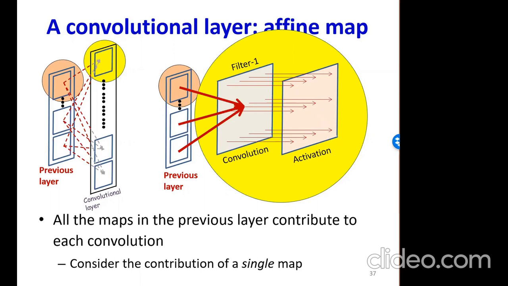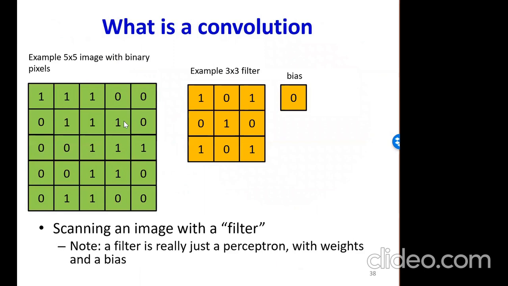Anyway, out here, consider this S-plane map, which is being computed from all of these maps of the previous layer. Now, let's just see how this one contributes to this map. So I'll use this example. This green picture over here represents this map. And this grid represents a filter with which we will scan this map.